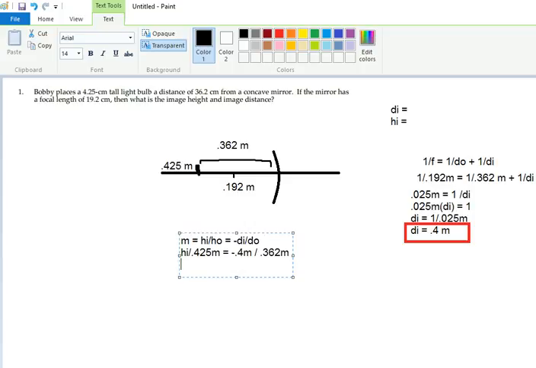So these two can be divided right off the bat because there are no variables. So you would divide both of these and multiply it by 0.0425 meters to isolate the variable. So you get hi equals negative 4.8 centimeters, or if we're converting to meters, then negative 0.048 meters.